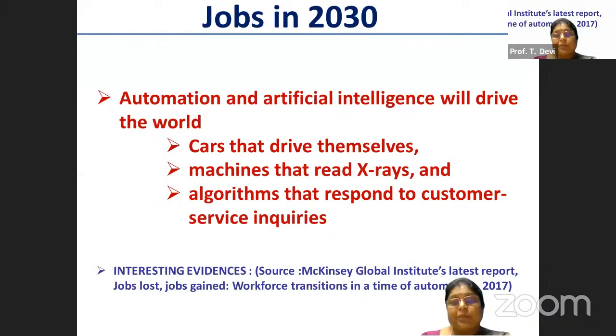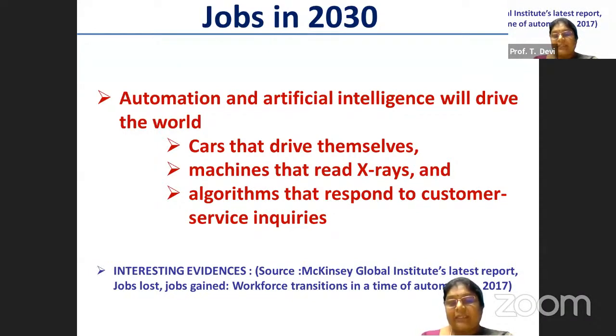Algorithms that respond to customer service inquiries. Say today, for example, I want to choose a good university for my son who is completing BE and who wants to do something in 3D animation. We are searching all over. We are not getting good supporting evidence to choose a university.